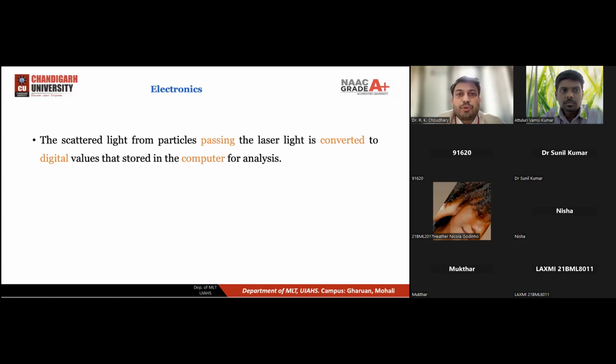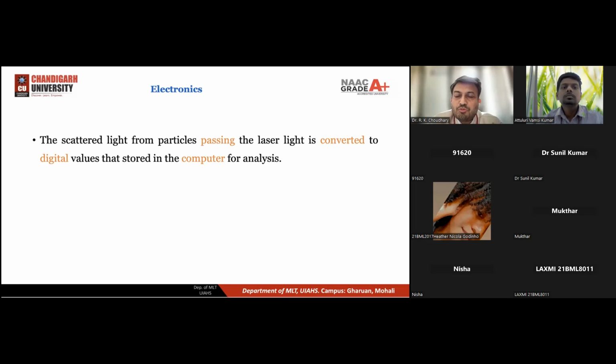The third one is the electronic part. The scattered light from the particles passing the laser light is converted to a digital value that is stored in the computer for analysis. Electronics is the important part: whatever the light, it goes through the detector to the software in the system, so the electronic role is very important. So whatever the scattered light passing through the particles, the laser light is converted to a digital value. Understand this point? Laser light is converted into a digital value.